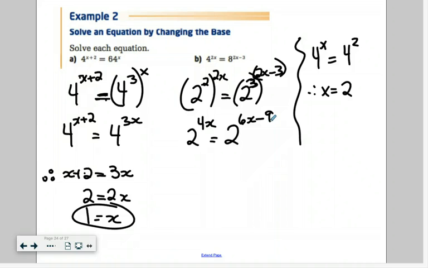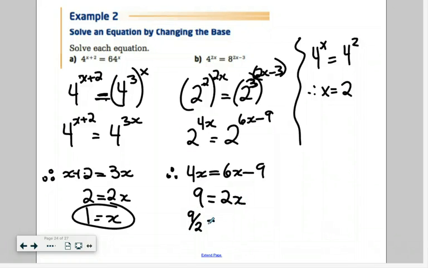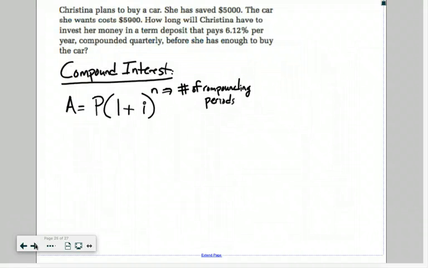Now you've got bases that are the same, that are equal to each other, which can therefore allow us to conclude that the exponents are equal. So 4x is equal to 6x minus 9, okay? And again, solving that, you get that 9 is equal to 2x, or that 9/2 is equal to x. Okay, so that's the change of base. So you're trying to get both sides the same base to the power of something equal to each other, so you can set the exponents equal to each other.